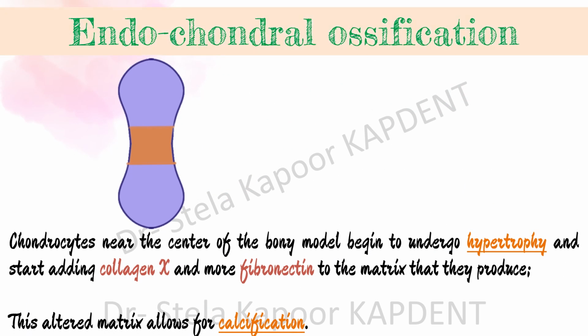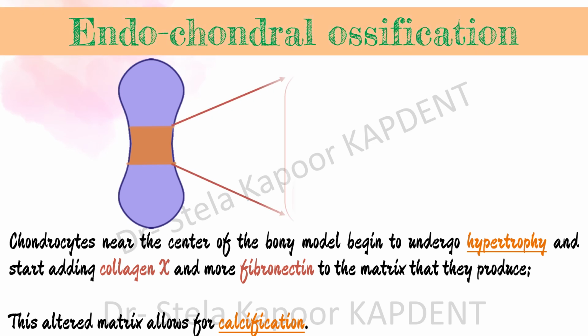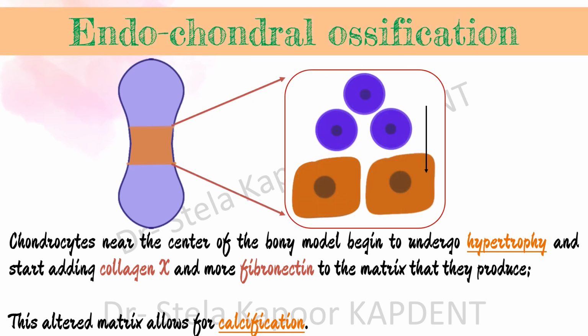After this, the chondrocytes present at the center of the bony model begin to undergo hypertrophy, which means they start increasing in size. Along with this, they also start adding collagen X and more fibronectin to the matrix that is being produced. This altered matrix allows for calcification.